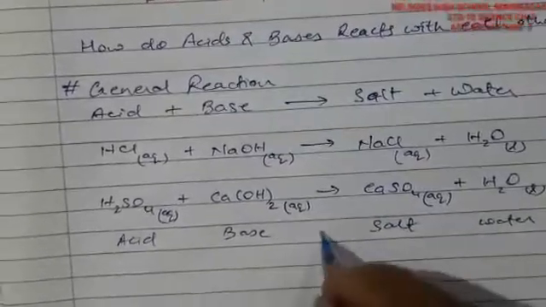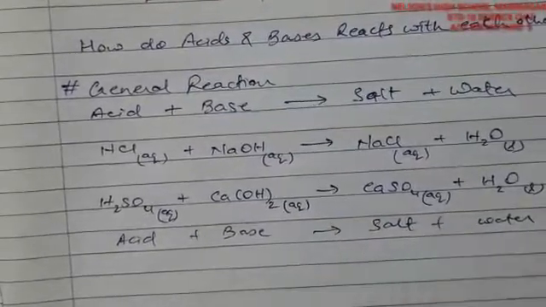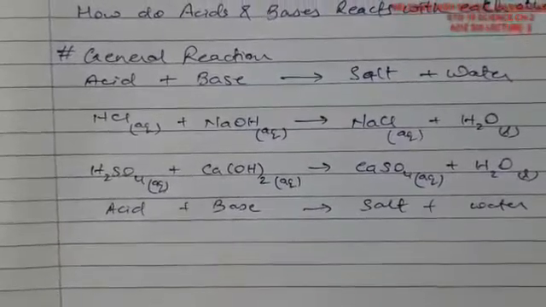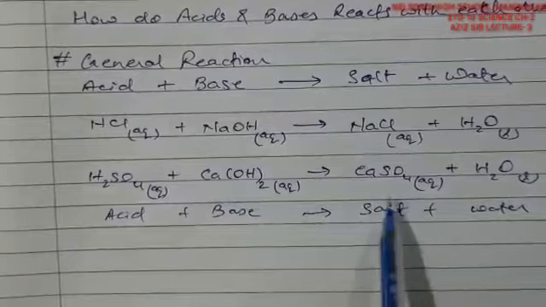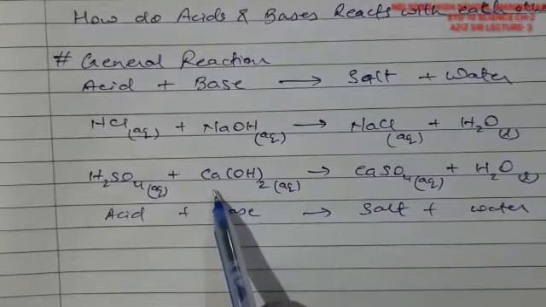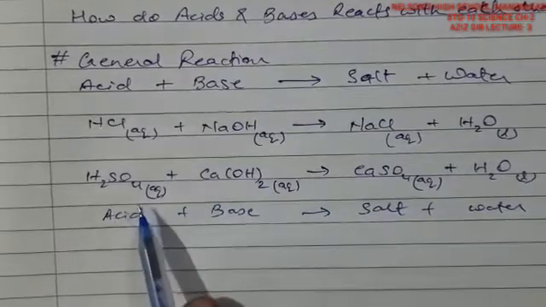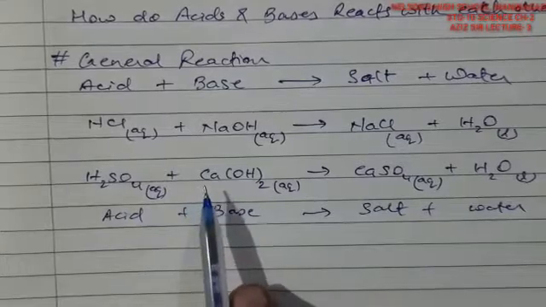So this is how the reactions happen, as we have seen. Every time the acid reacts with base, it gives salt and water. In the salt, the positive ion is from the metal ion and the negative ion is from the acid side. This is the type of reaction which happens.